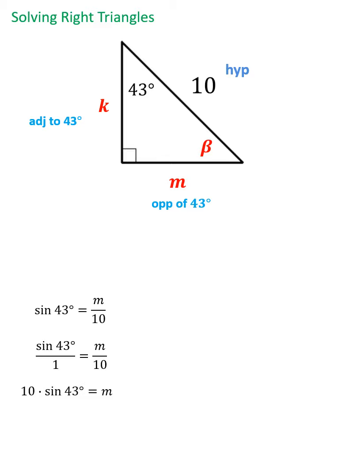Now I can simply cross multiply, reach for a calculator, and find out that the sine of 43 is, typing it in now, about 0.68. 10 times 0.68 is about 6.8. And now I have an approximation for m.